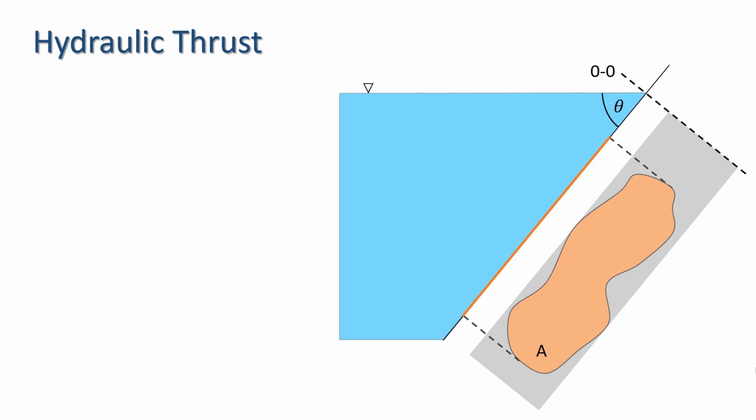Let's consider an irregular area A on a plane surface inclined to the free surface of a liquid. Let G be the centre of gravity of area A. Let x bar denote the distance of G from OO, and let h bar be the pressure head at G. We know simply from the geometry that h bar equals x bar sine theta, where theta is the angle between the plane surface and the horizontal.